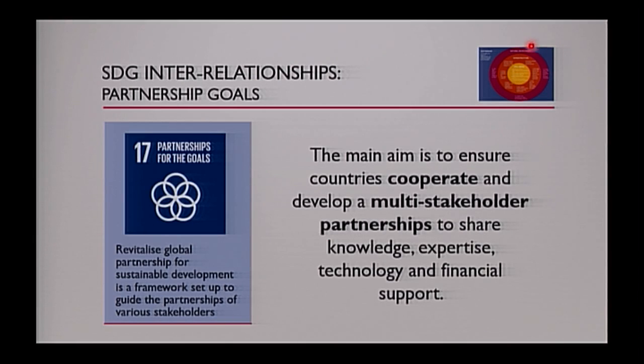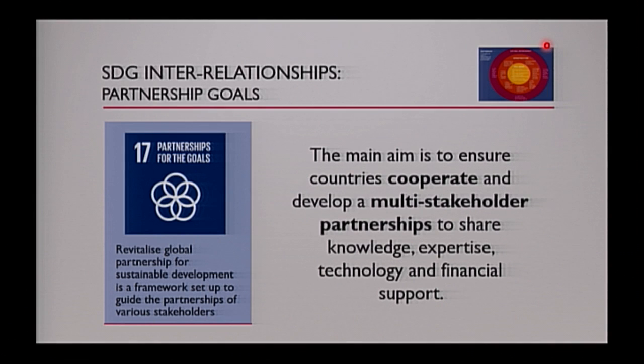And this final area, the blue on the edge of the diagram, is around the partnerships for the goals in revitalising what is there and fostering new partnerships. And actually, the main aim is to ensure that countries cooperate and develop multi-stakeholder partnerships so that they can share their knowledge, expertise, technology, and financial support. This is the goal that we end up finding ourselves talking about in relation to any of the other 16 goals. We usually find that goal 17 comes into play.